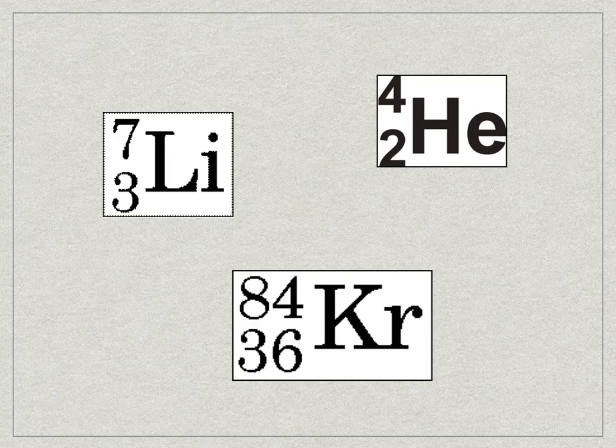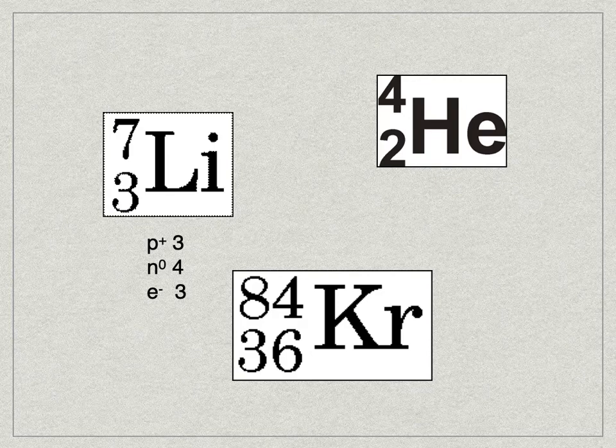This is a neutral atom, so there's no charge up on the top right. If it were not neutral, there would be a plus or a minus up there. So every neutral atom has the same number of positive particles as negative particles. So this lithium isotope is going to have 3 protons, 4 neutrons, 3 electrons. Let's go over in the top right and look at the He.